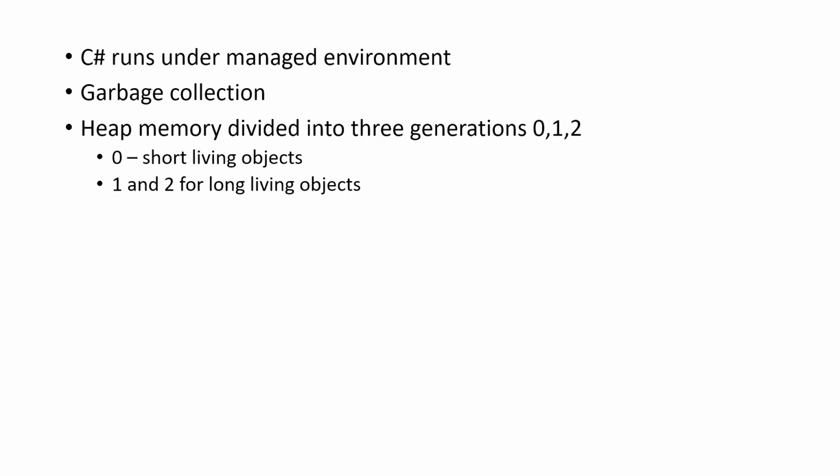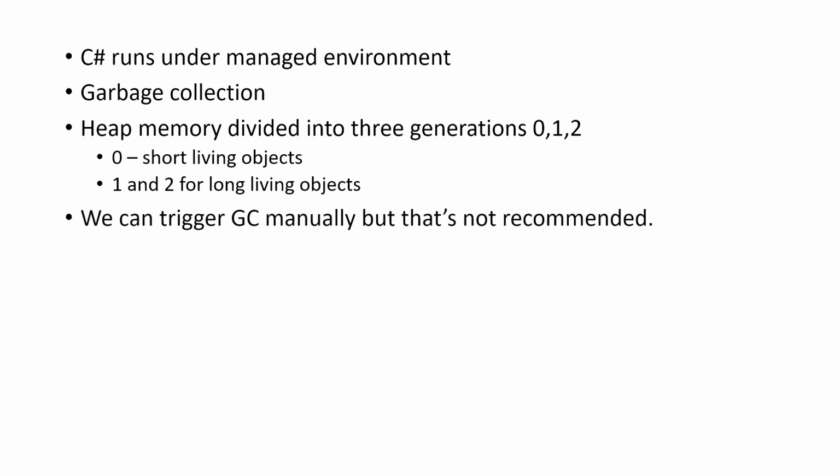Keep in mind, this is all about objects. Whenever you create any object in C#, that memory allocation actually happens on the heap memory. That heap memory is divided into three different parts, and it is handled and managed by the garbage collection and the CLR.